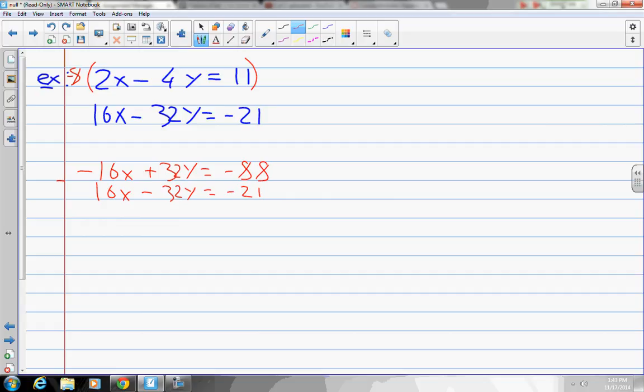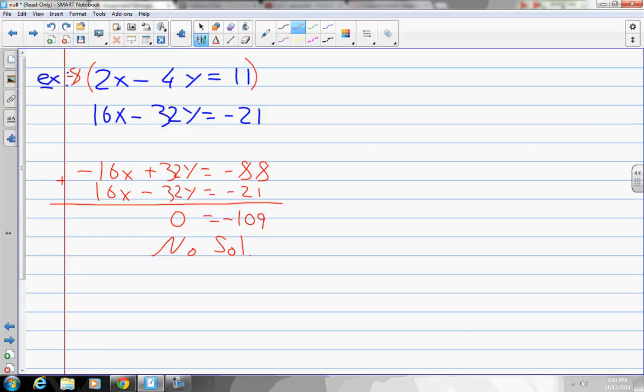So what happens when we add them? Yeah, x's cancel, y's cancel, we get 0, while on the other hand, it's negative 109. That's impossible, so no solutions. So that means that both lines were parallel. Okay? So these are the parallel lines. No solution. So that's all we have to say.